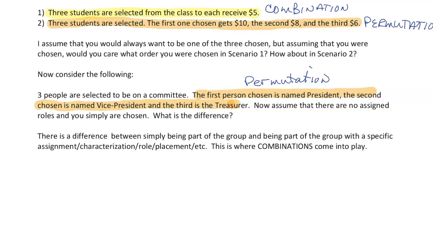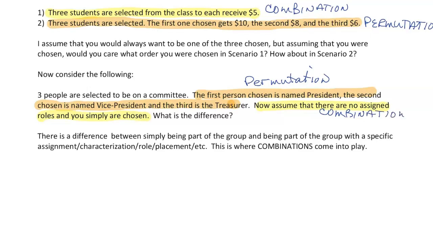However, now assume that there are no assigned roles and you simply are chosen. What is the difference? Well, let's see. If there's no assigned roles, and you're just in a group, that is a combination. That's how they are different.